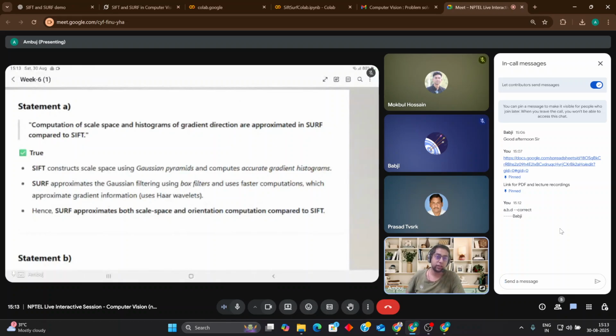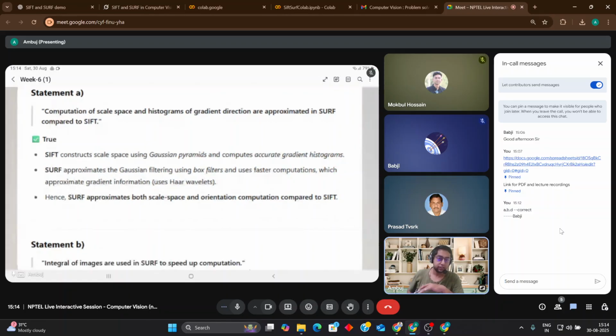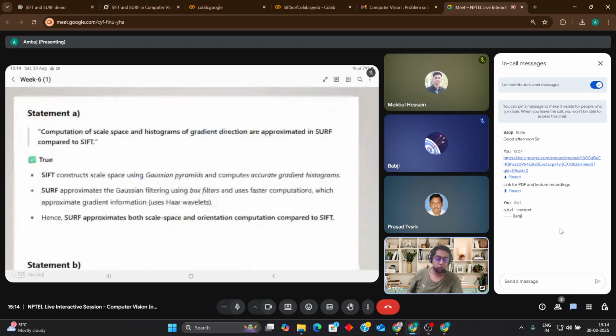In the previous session also I demonstrated one of the concepts, SIFT, practically, but it was not that mathematically driven, it was practically driven. So I'll try to demonstrate both concepts, the mathematics as well as the underlying practical applications, within this session. SURF approximates both scale space and orientation as compared to SIFT, so this statement is 100% true.